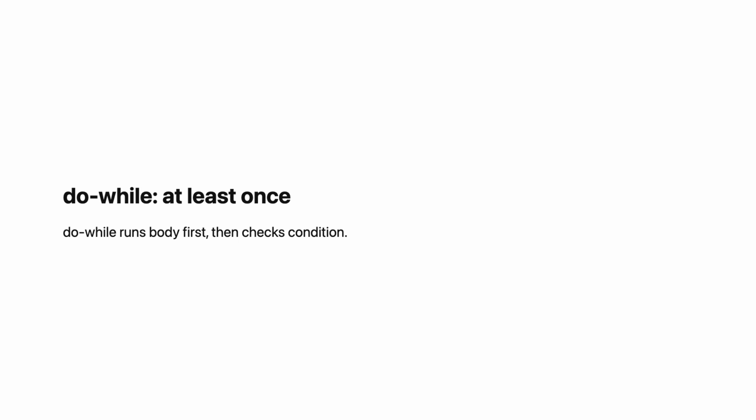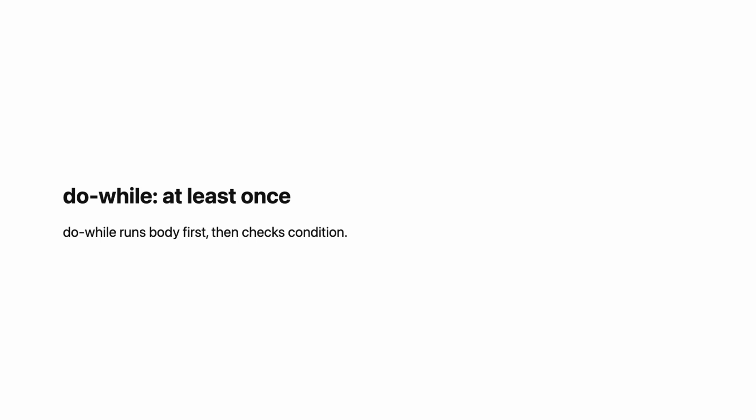Do while is similar but checks the condition after. Do body while condition. The body executes at least once. Then the condition is checked. If true, repeat. Use do while when you always need at least one iteration. Prompt the user until valid input. Try at least once. The difference: while may execute zero times. Do while executes at least once.